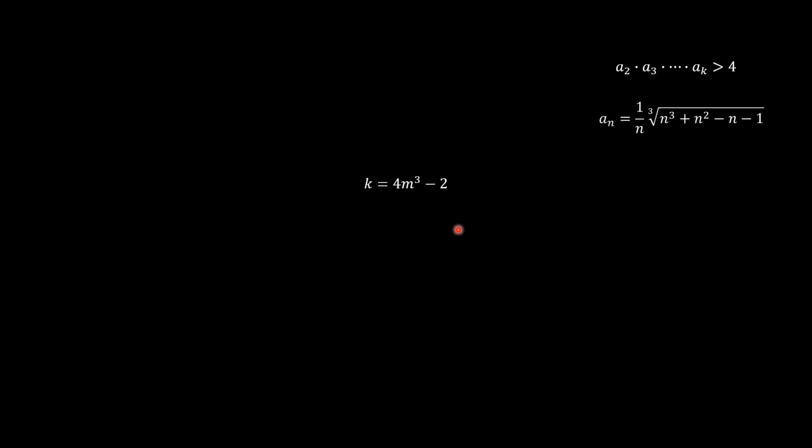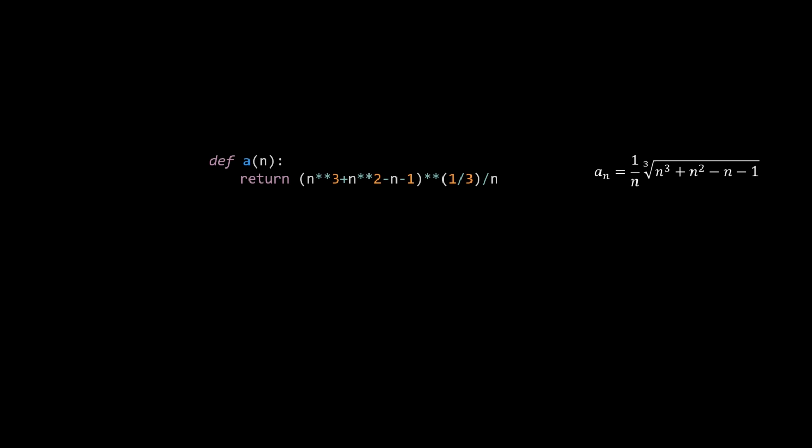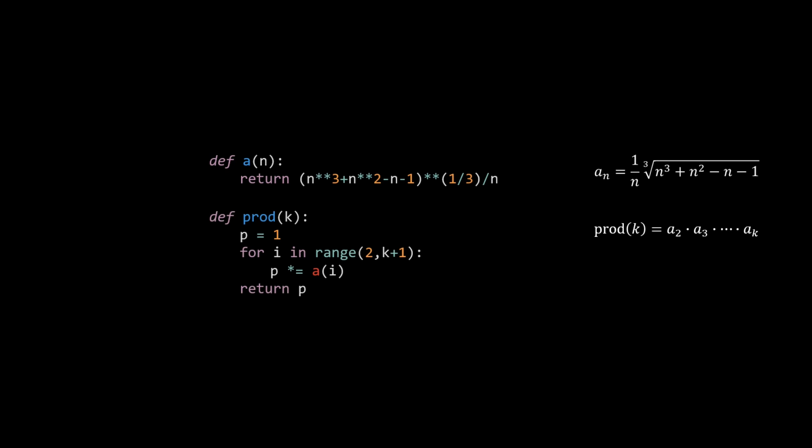Let's substitute m equals 4 to get the answer to our original question. This implies that k has to be equal to 254, and that's the smallest k. Okay, so let's test it. I wrote a small Python program to check if this is the right answer. The first function a of n is just the sequence an. Then we have the prod function, which calculates the product up to k terms according to the problem statement, which is this function here. So now let's see what 1 less than our answer, meaning 253, gives as an output.